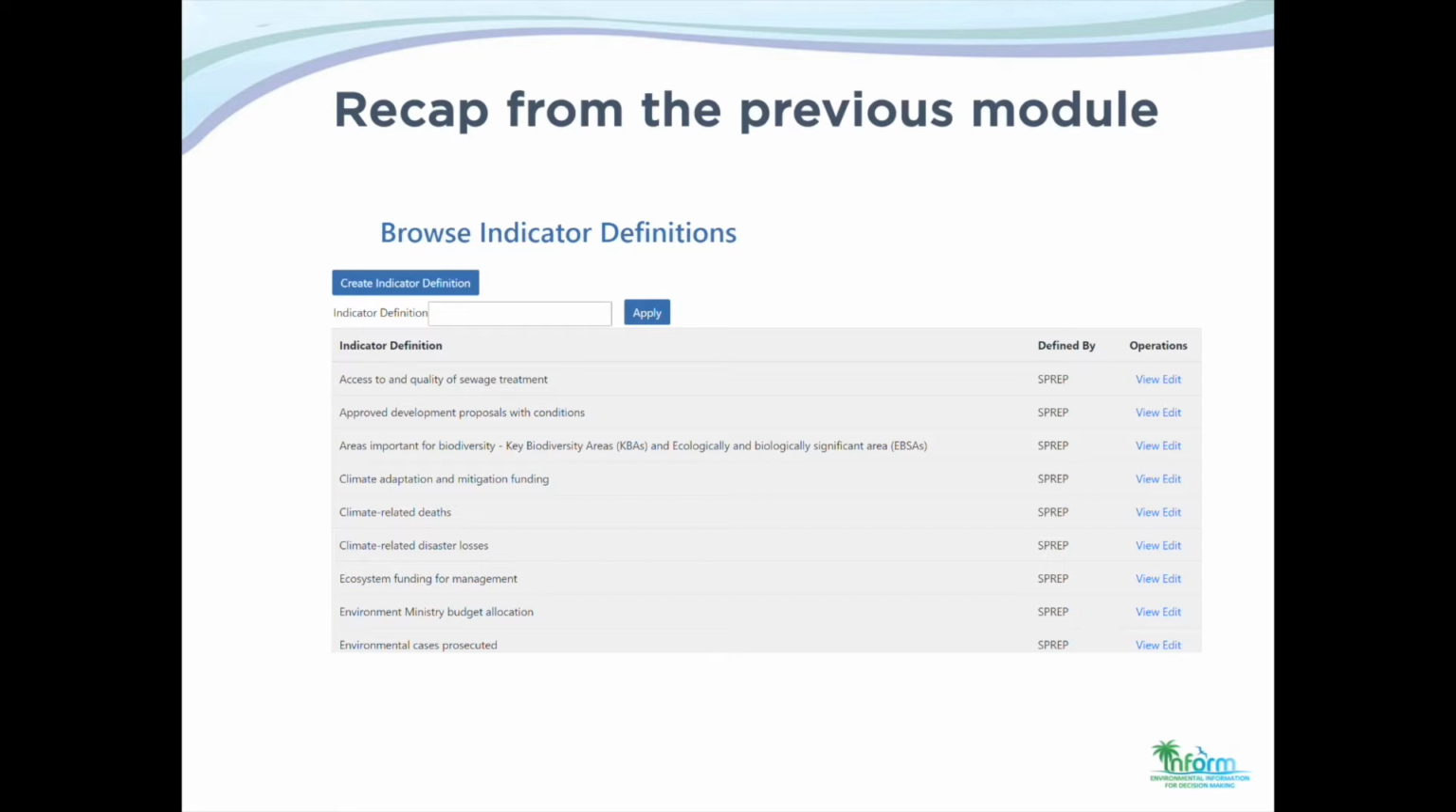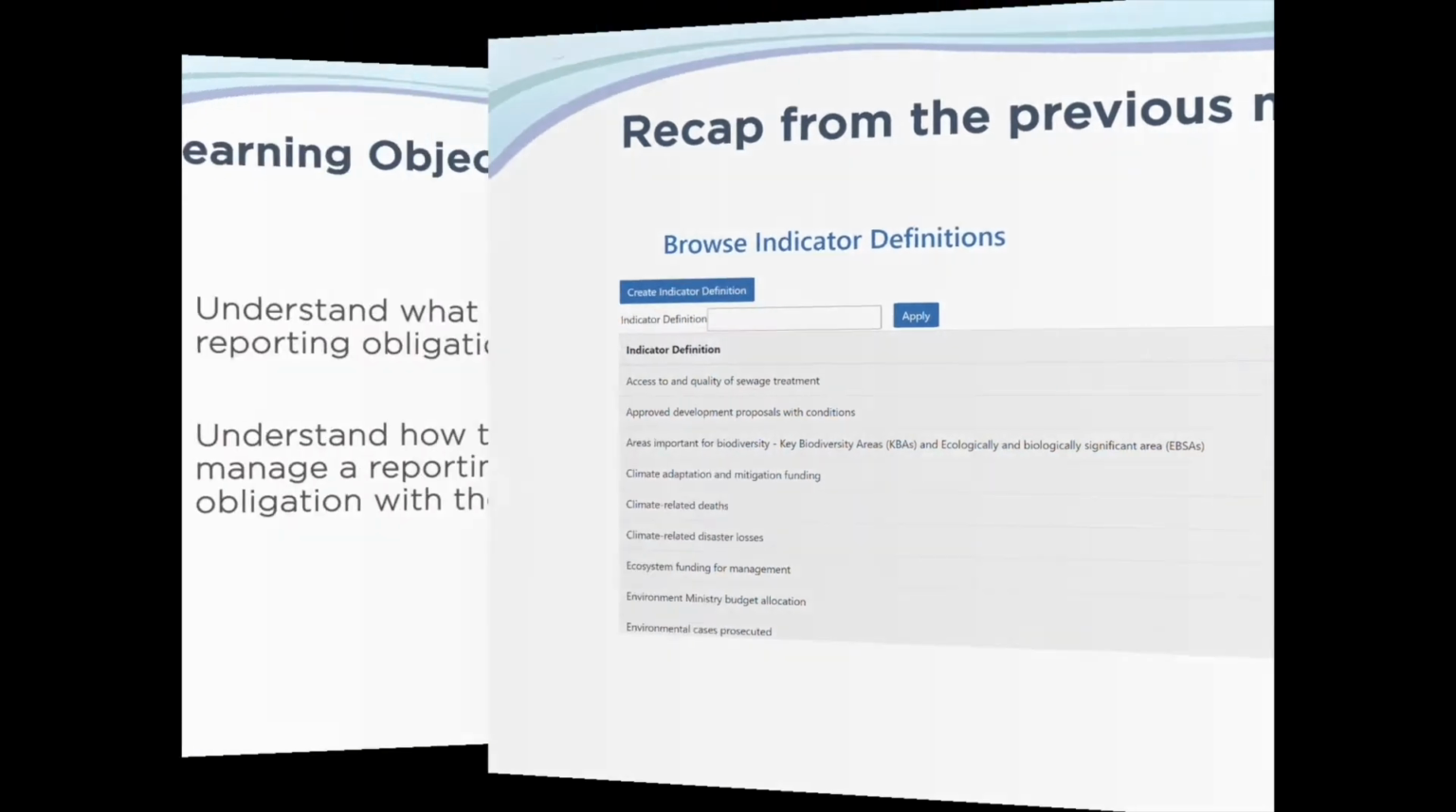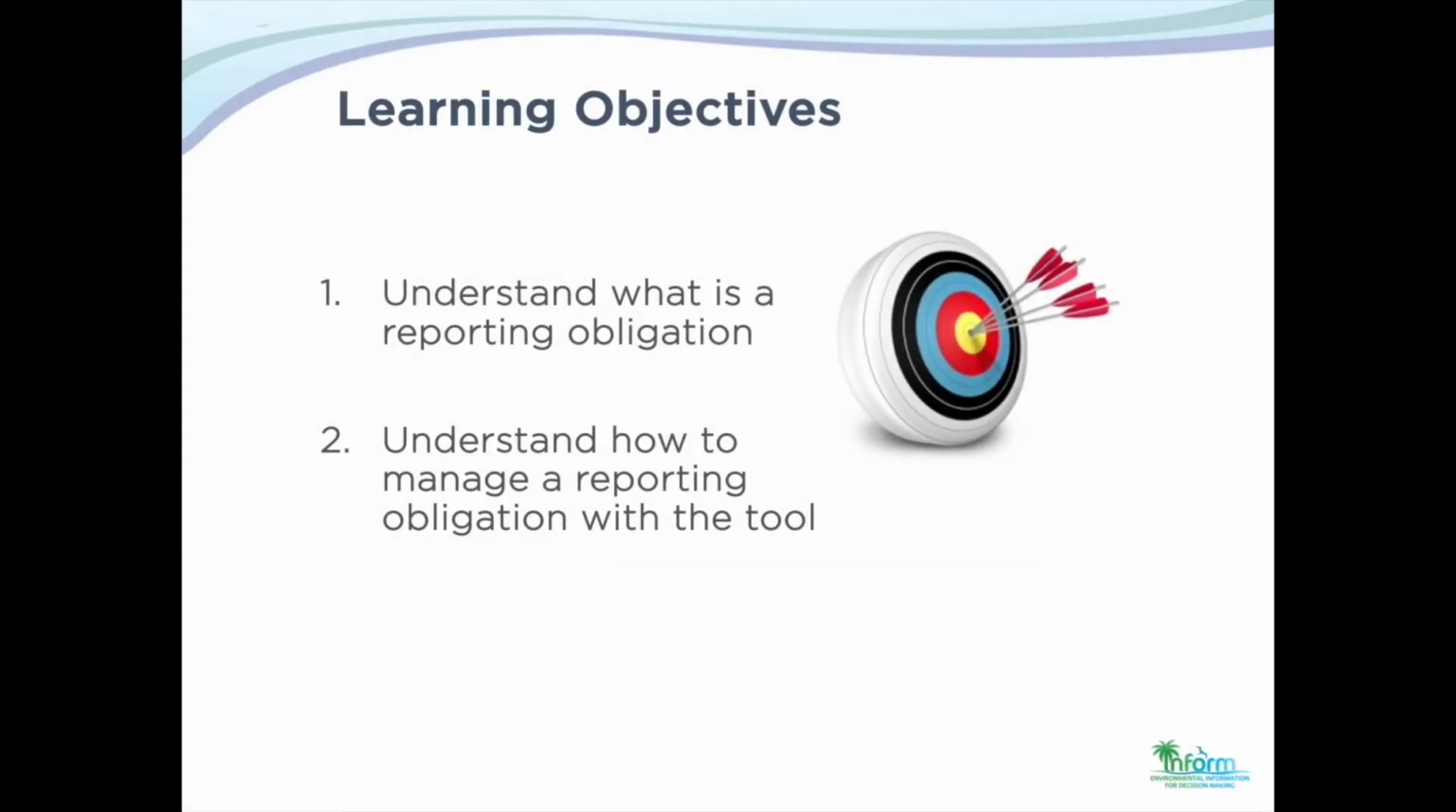In the previous module, you learned about indicator definitions, and that an indicator refers to a specific description of how it is defined, the methodology used to measure it, and the unit of measurement, among other things. You also learned what steps are needed to define an indicator with the online tool. In this module, you will learn what a reporting obligation is and how to manage a reporting obligation and indicator definition on the Indicator Reporting tool.